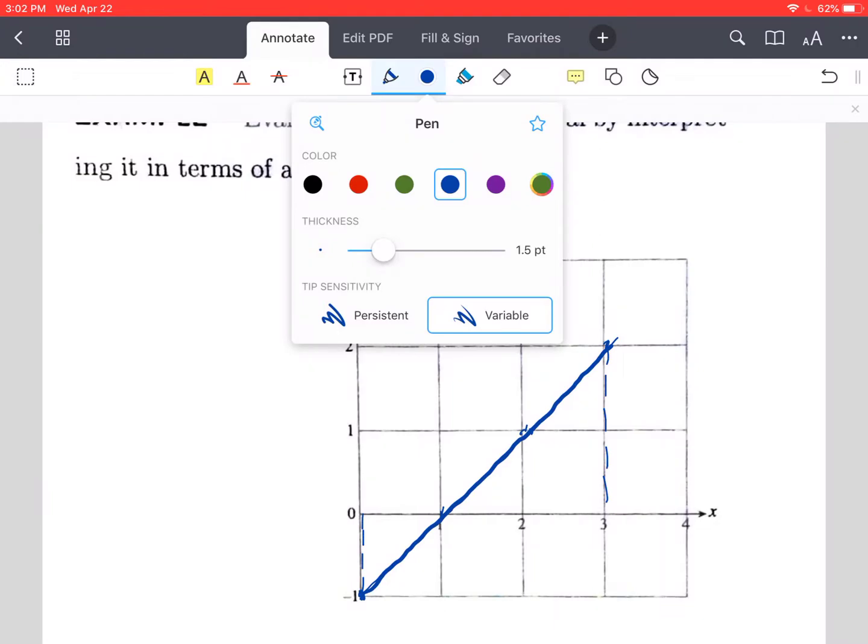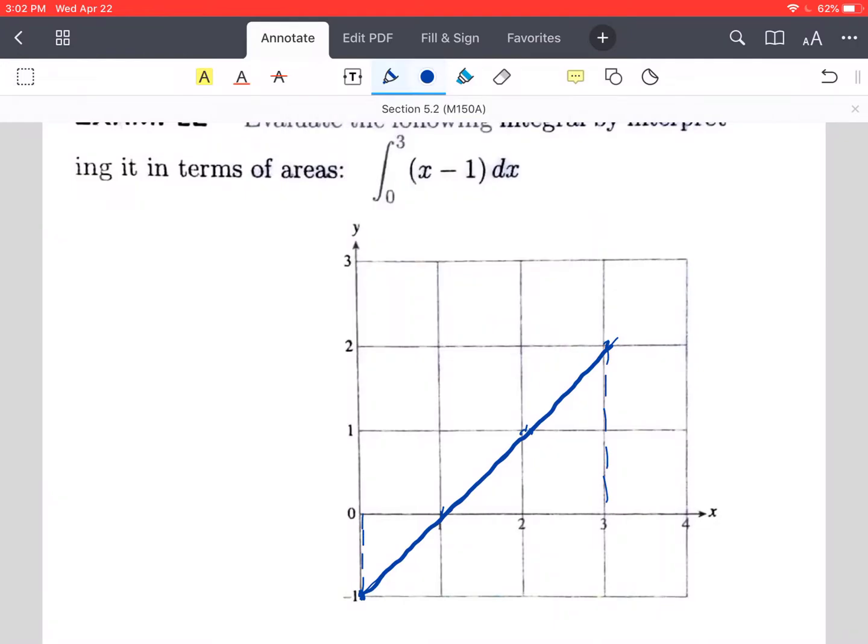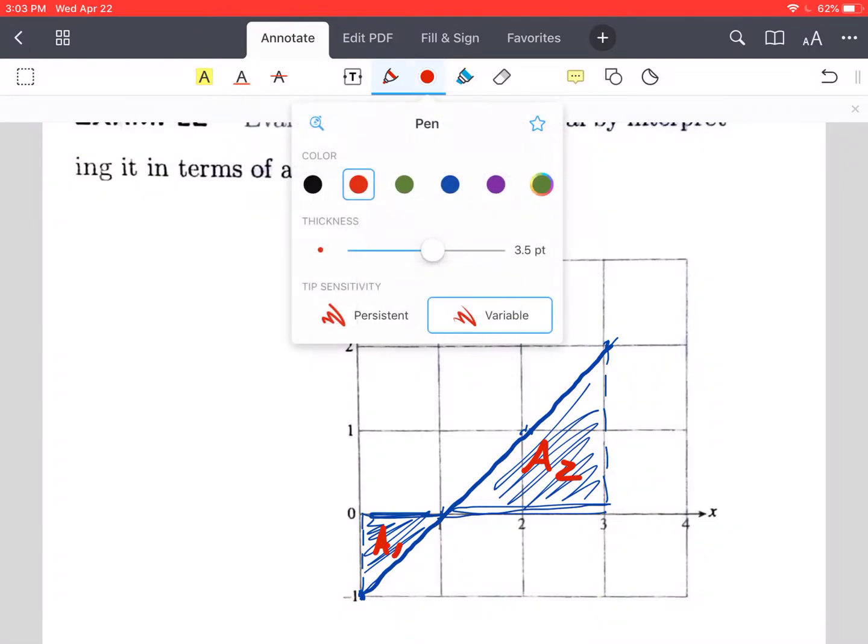Now we're looking for area between the curve and the x-axis. So we're going to split that into two pieces because we've got this area down here, which is below the x-axis, and this area up here, which is above the x-axis. Okay, so I'm just going to call these A1 and A2.